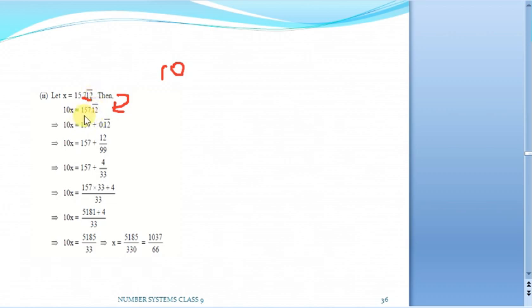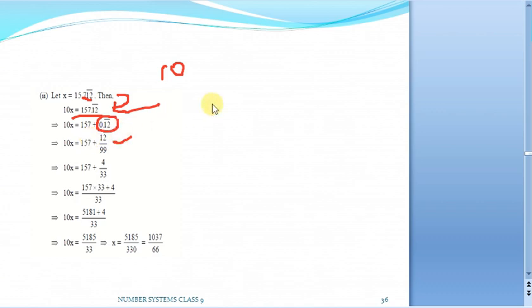Now observe this: 157.12 bar, and the entire part after the decimal point is repeating. Now it is in the form of a pure recurring decimal. So we can write 10x is equal to 157.12 bar, that is 157 plus 0.12 bar. Now 10x is equal to 157 plus, and we have to convert this 0.12 bar into rational form. Let us do it with the method, and then I will tell you a shortcut for converting it directly into P by Q form.